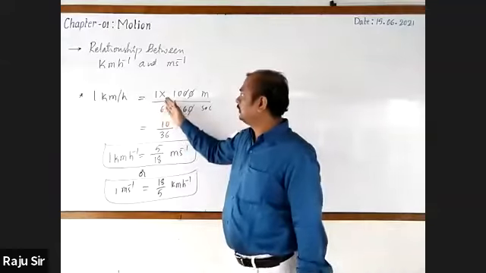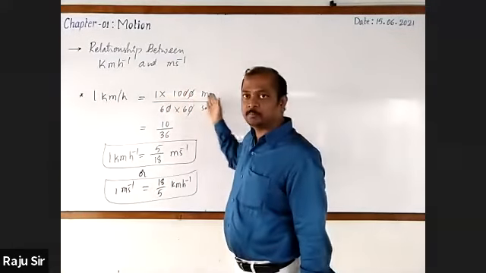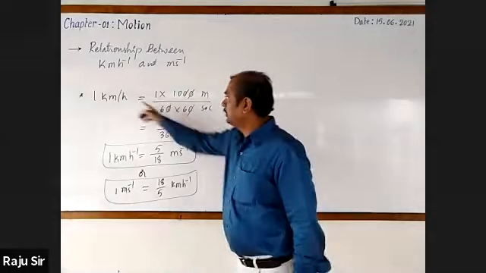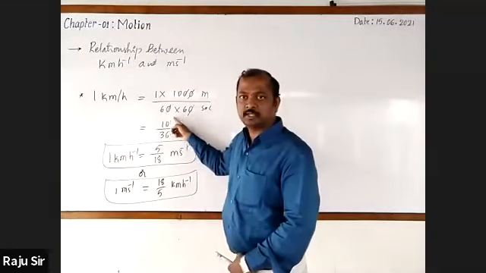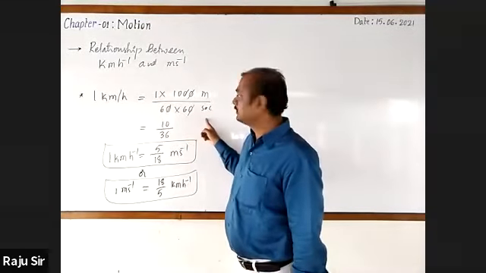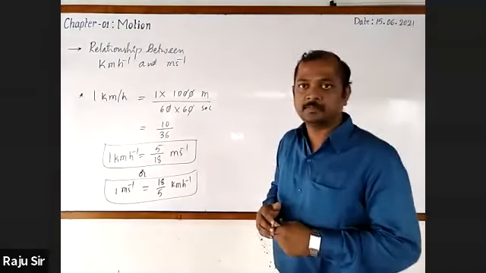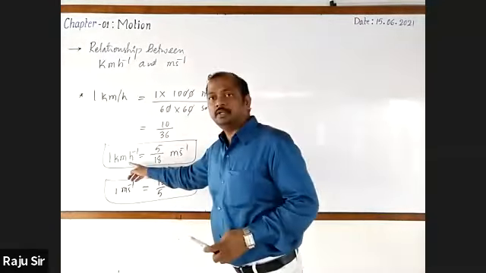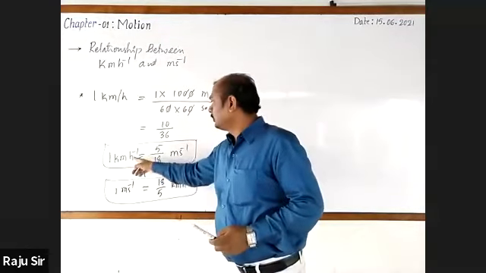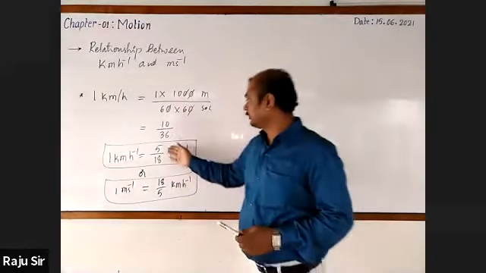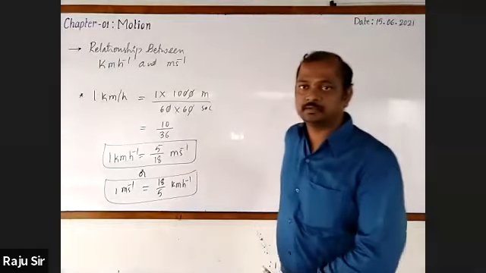So 1 kilometer per hour is equal to 1 into 1000 meter by 1 hour, which is nothing but 60 into 60 seconds. Cancel zeros, you get 10 by 36. Then write: 1 kilometer per hour is equal to 5 by 18 meter per second.